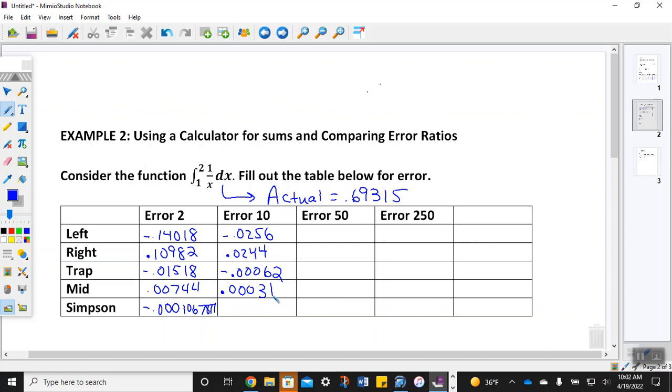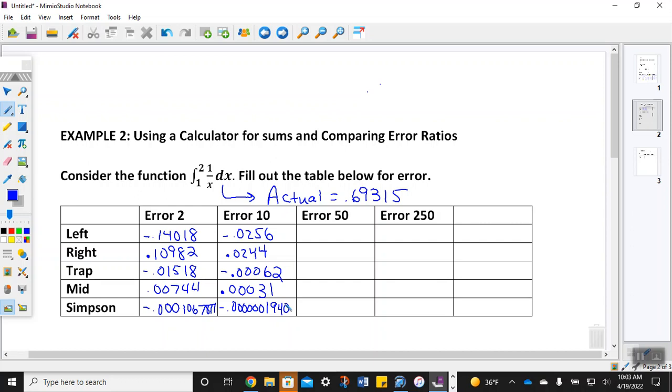And the error in Simpson is negative point. Looks like 1, 2, 3, 6 zeros and a 1940. Okay, wait, how many zeros is that? 6 of them. Okay. And I think I only really need to go up to about 50 on this. I don't think I'm going to do the error for 250. I think that what we have here will be enough.